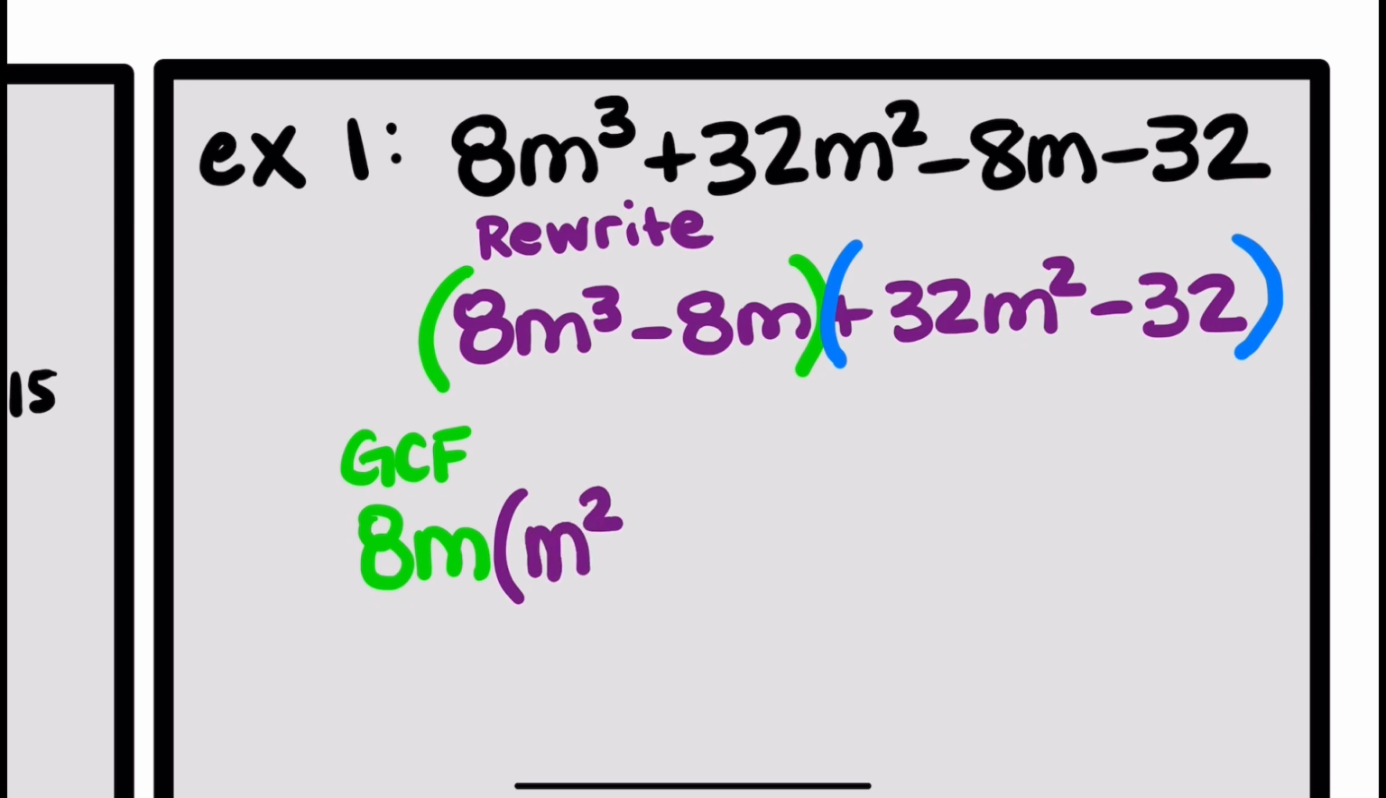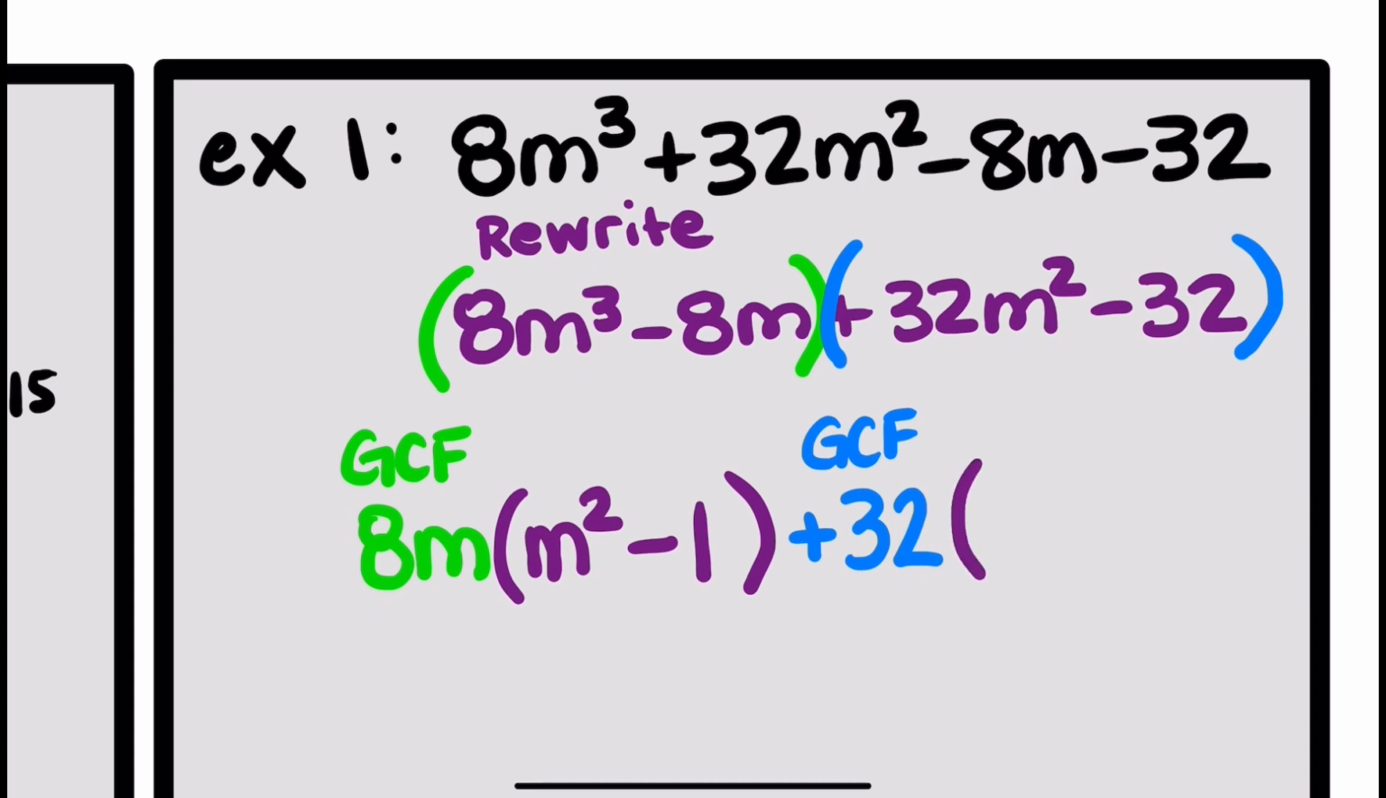And then what would be remaining is m squared minus 1. The GCF of the blue group is what I'm doing next. So that's going to be positive 32. And then what's remaining in that group would be m squared minus 1 as well. So hopefully now you can see what I was talking about earlier when I mentioned twins.